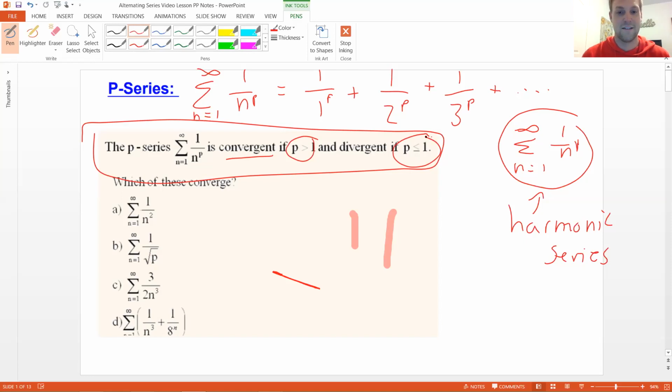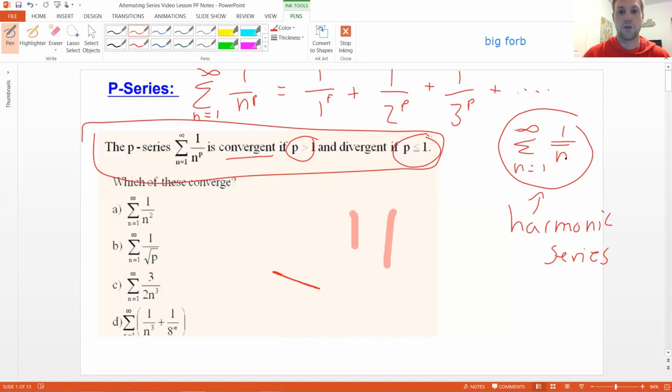What does the harmonic series say? It's 1 over n times what? Sorry, 1 over n to the 1st power. That's to the 1st power. Or just 1 over n. So I can even erase that. 1 over n. Okay, so that's the harmonic series.